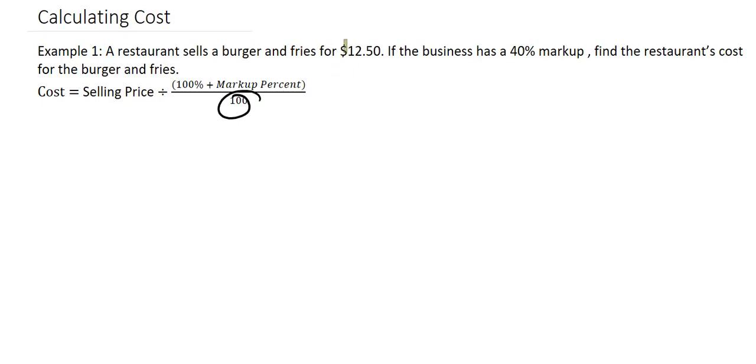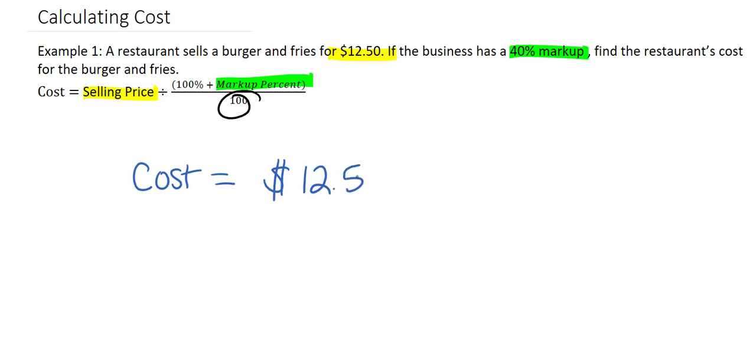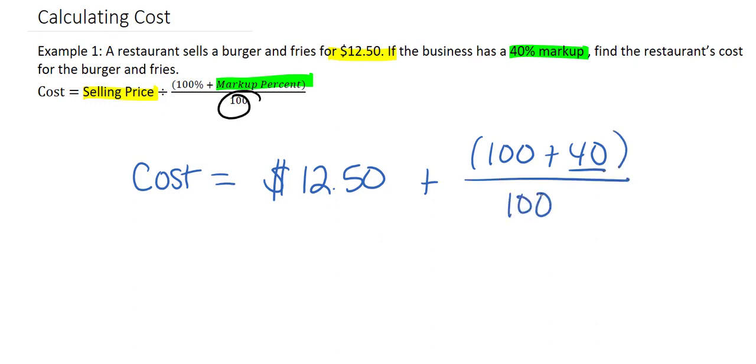So we're selling the burger and fries for $12.50. So that's our selling price, right? And then there's a markup of 40%. Well, that is the 40% that will go there. So let's go ahead and start filling this out. So we have cost, which is equal to $12.50 divided by, now we have 100 plus 40, right? We plug that in. And we're going to go ahead and divide that by 100.